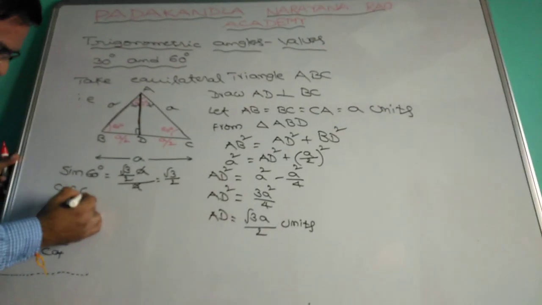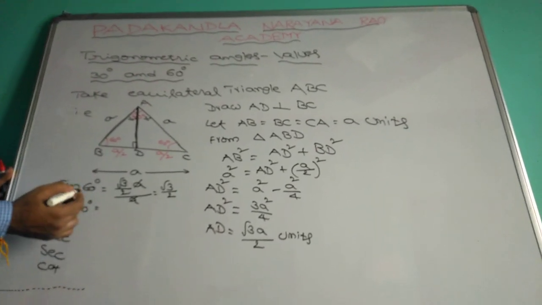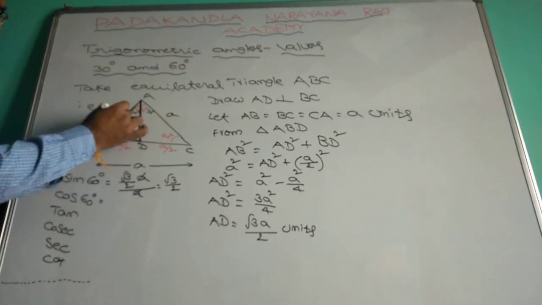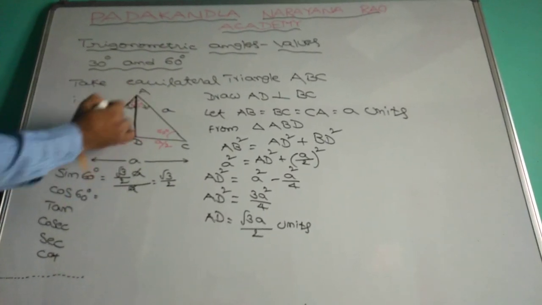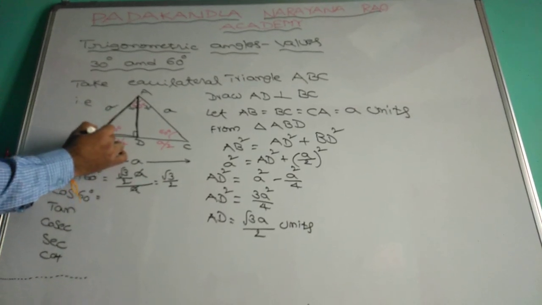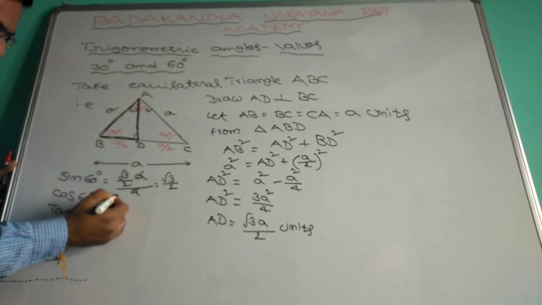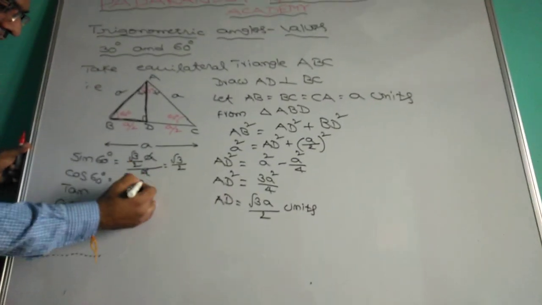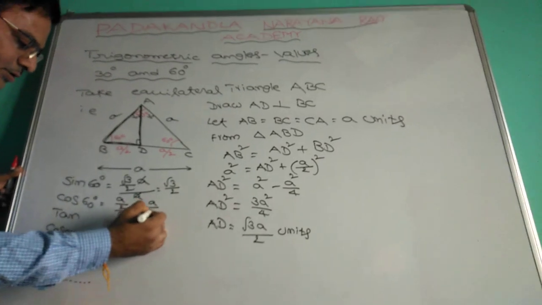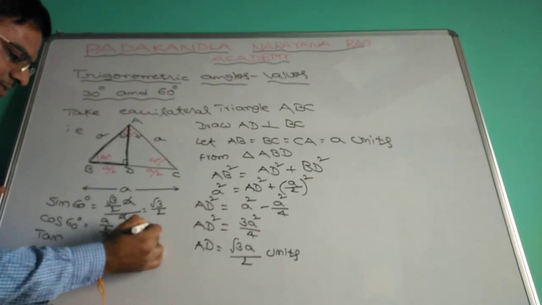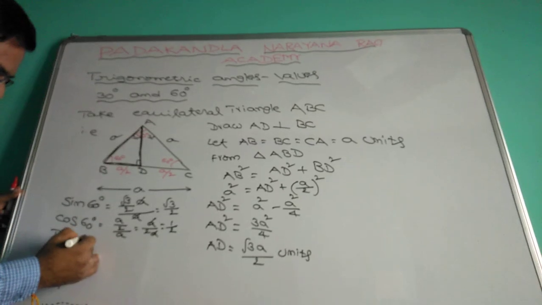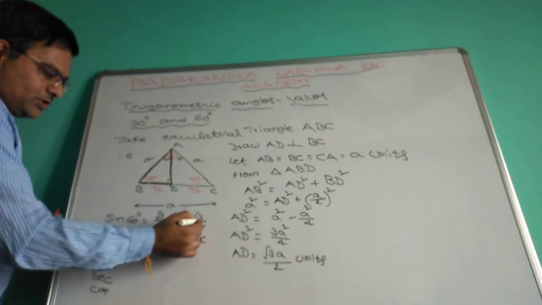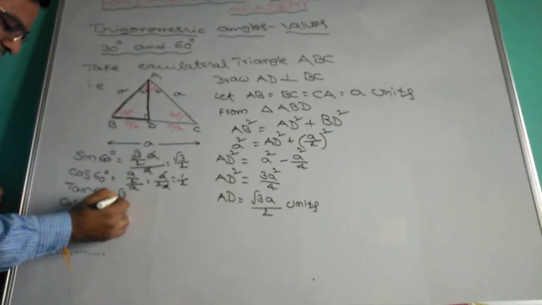Now, cos 60. What is the property of cos 60? Adjacent side by hypotenuse. In triangle ABD, what is the adjacent? BD. BD means A by 2 by hypotenuse A, that equals A by 2A. A cancel, 1 by 2. Similarly, tan 60, sin 60 by cos 60, root 3 by 2 by 1 by 2, root 3.